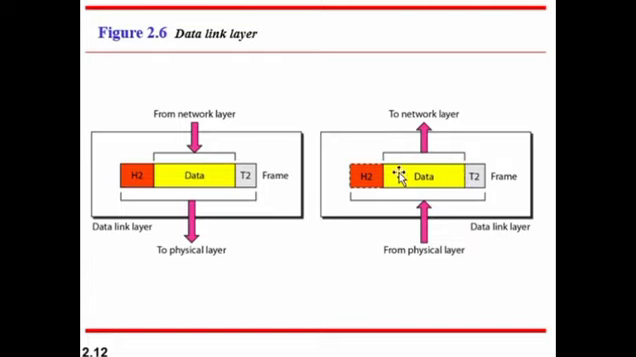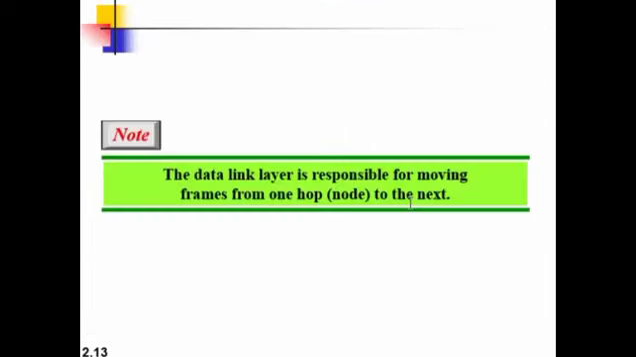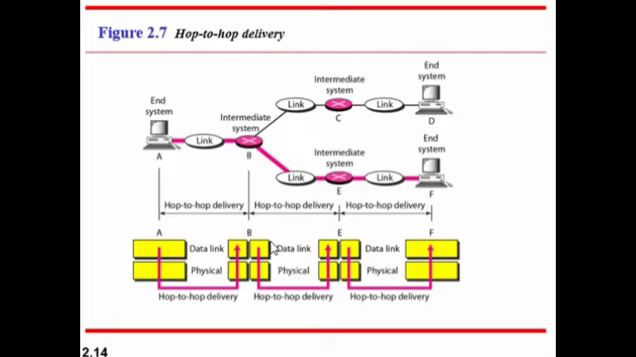See, the data link layer is responsible for moving frames from one hop or node to the next, right? As we have already discussed, it is responsible for the movement of frames from one node to the next one. So here you can see hop to hop delivery or node to node delivery. Here we are having the data link layer and physical layer. Here we are having different nodes. So this is node to node delivery.